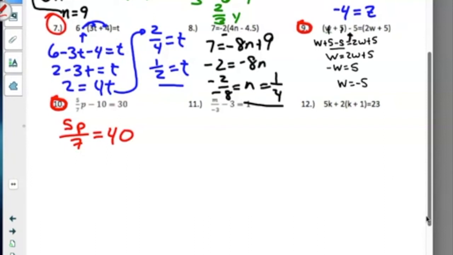Anytime I have a whole number times a fraction like this, the letter actually goes to the numerator of the fraction, not the denominator. Now I'm going to multiply by 7 to clear out my fraction. So I've got 5p is equal to 280.